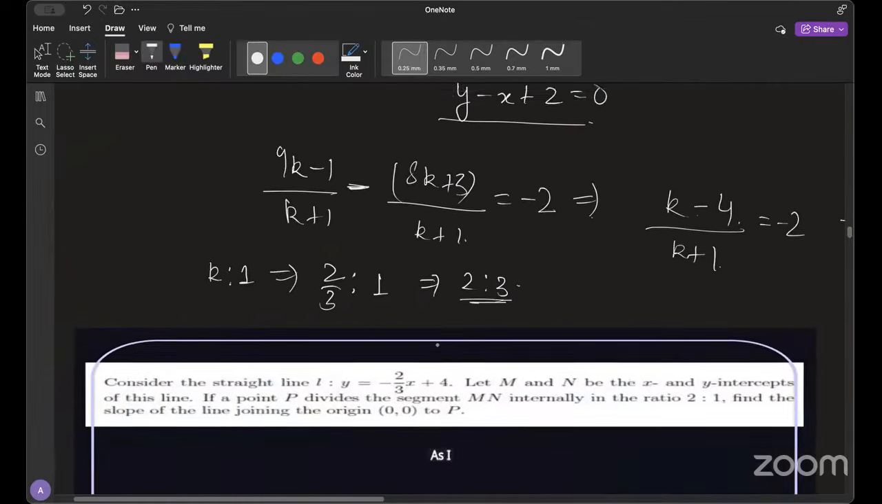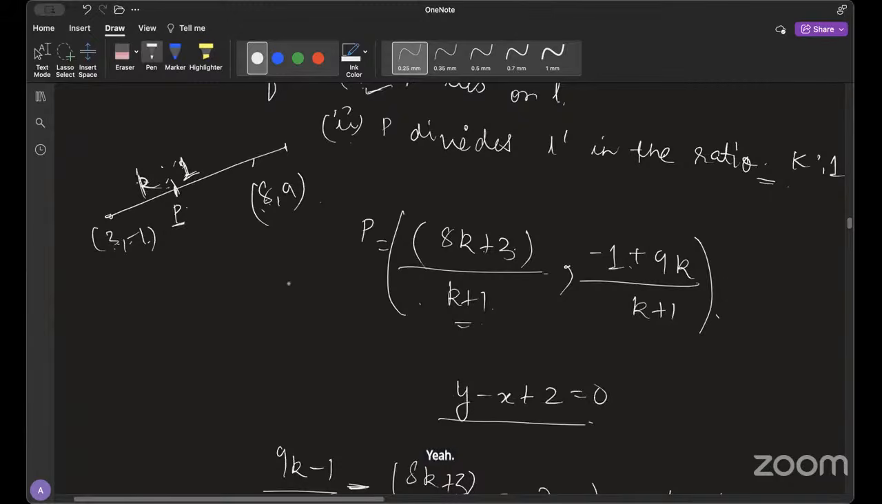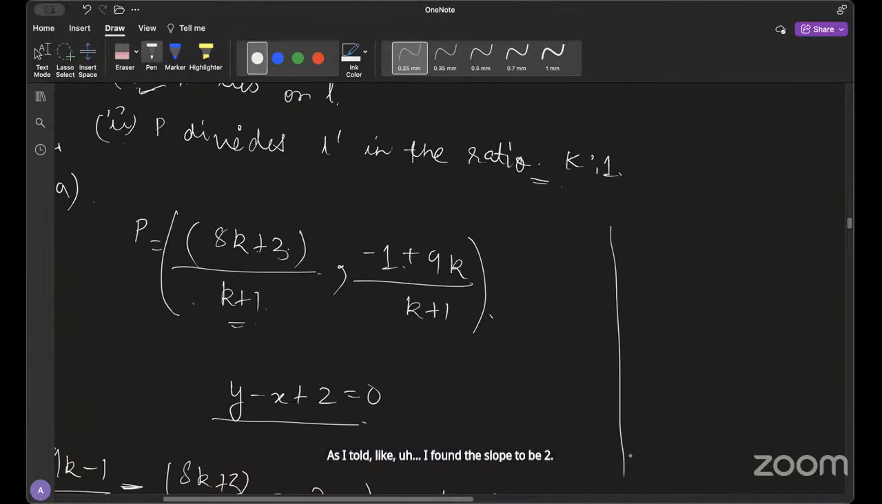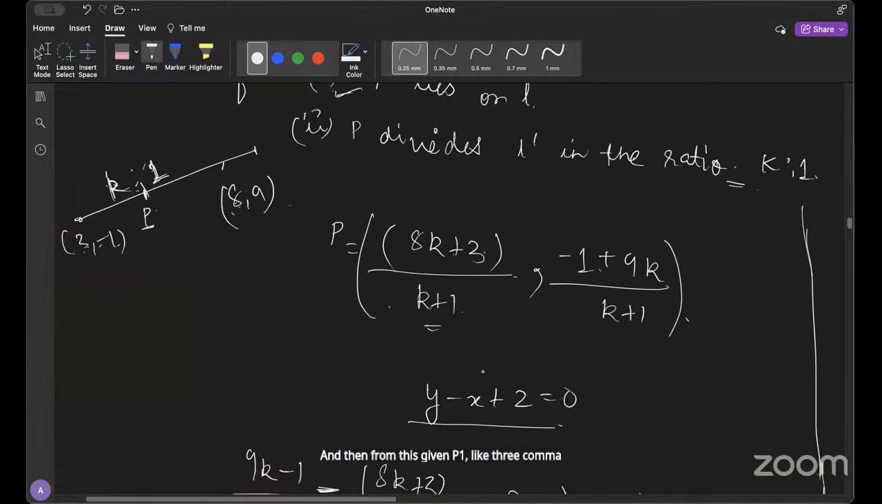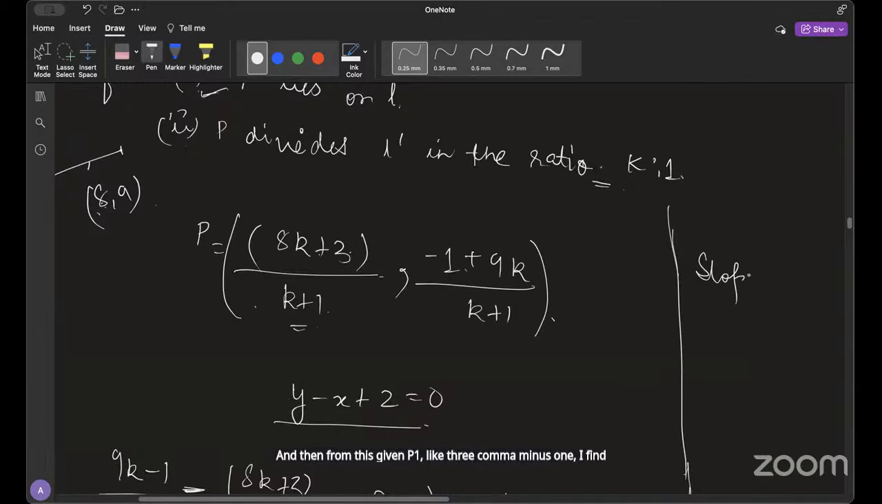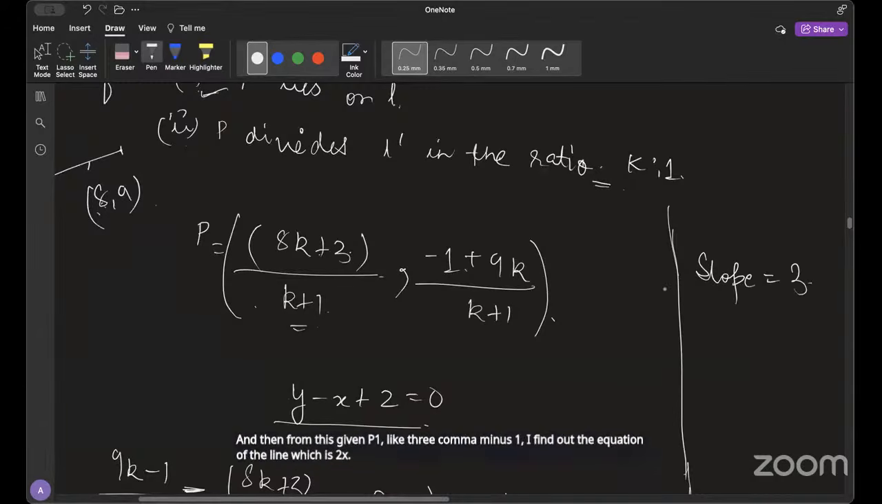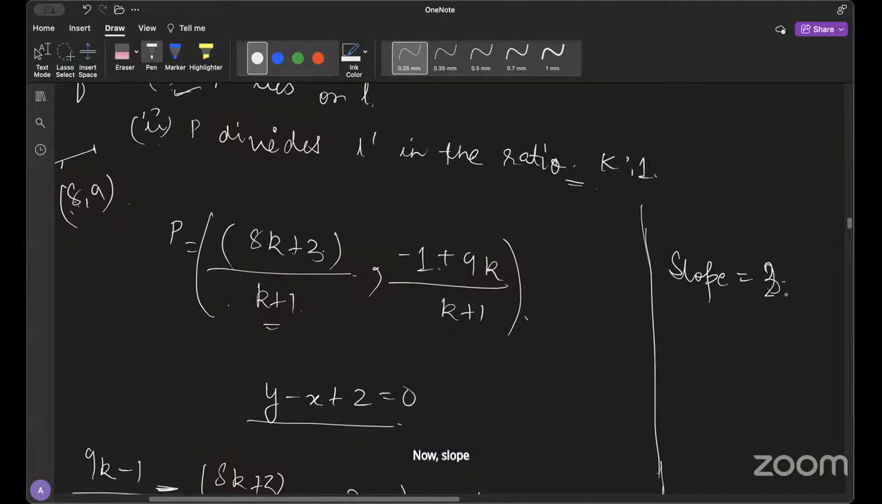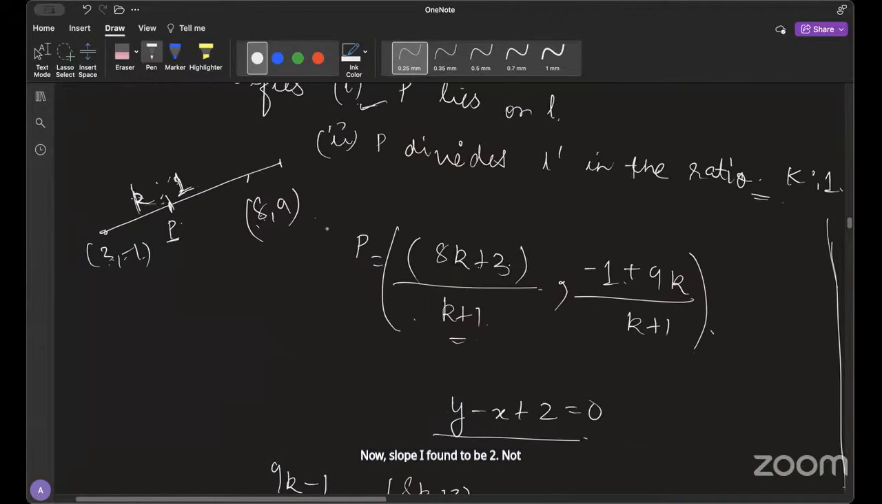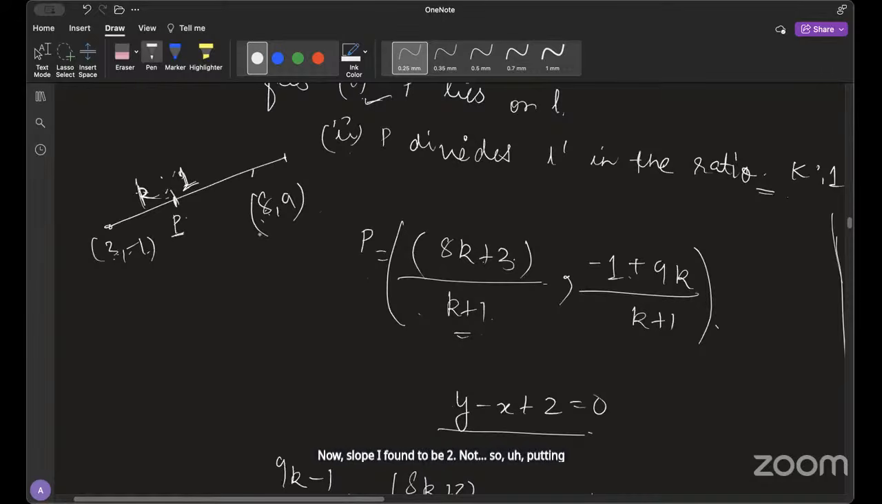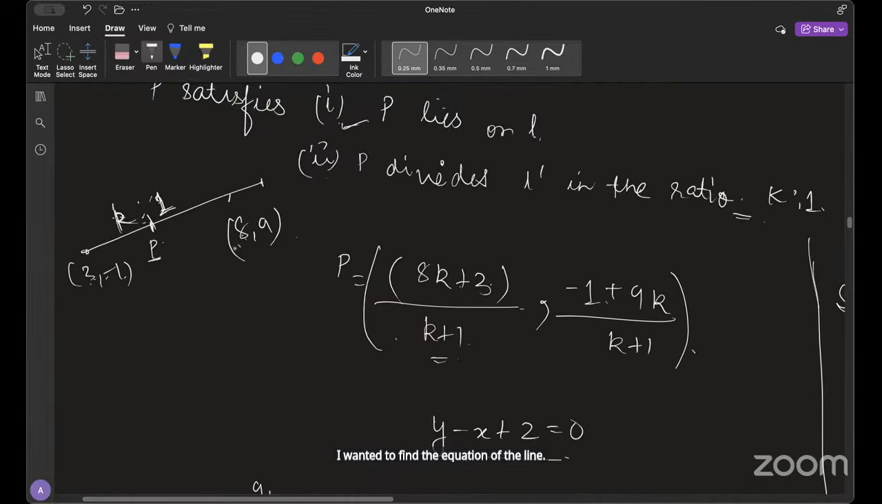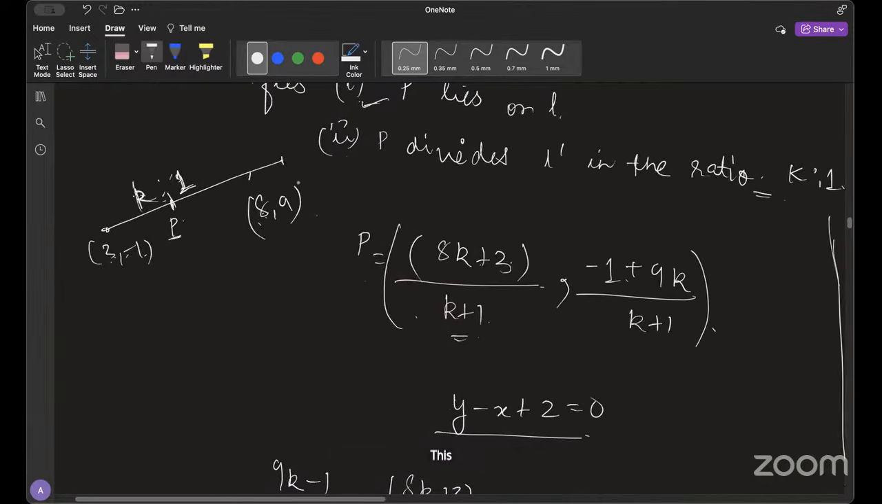I found the slope to be 2, and then from the given point P1, 3 comma minus 1, I find the equation of the line, which is y equals 2x. No, the slope I found to be 2. So putting point 3 comma minus 1, slope of what? Slope of this line segment or the other line? I wanted to find the equation of the line. This line, yes.